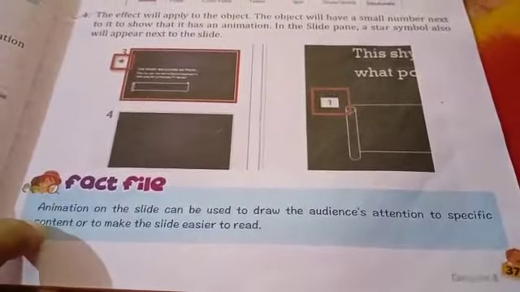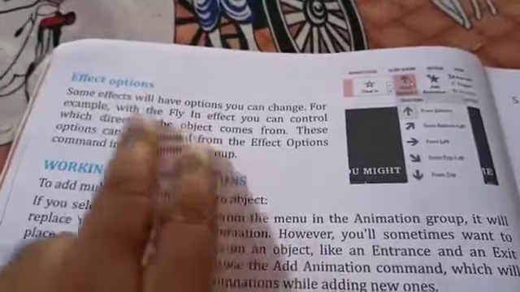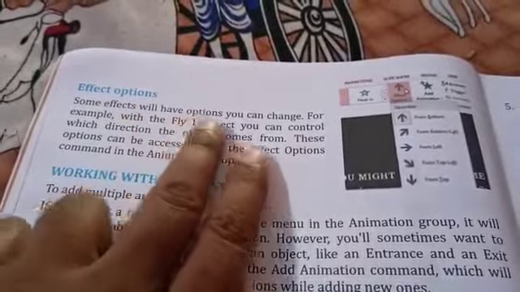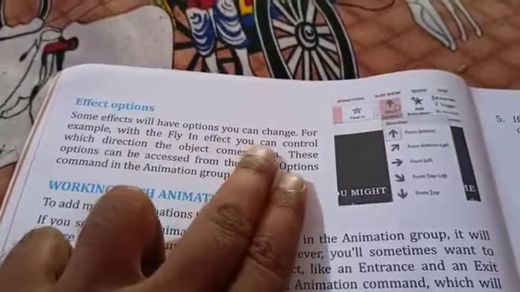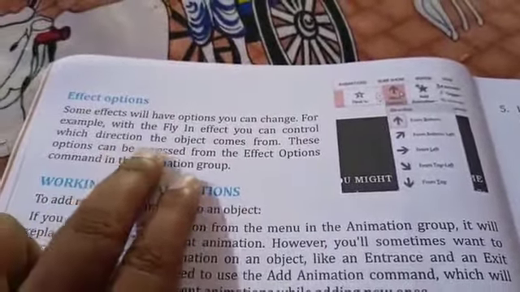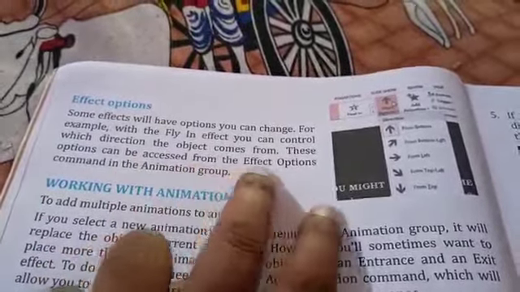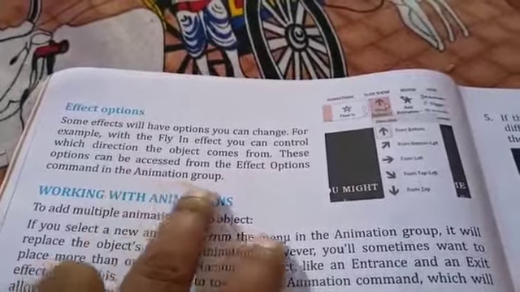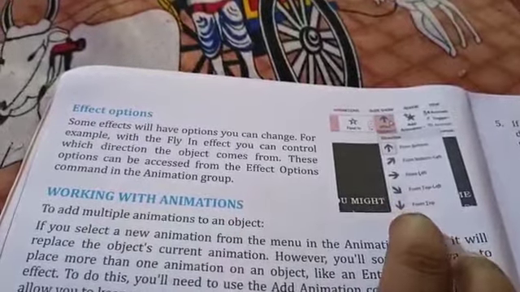Fact file. Animation on the slide can be used to draw the audience's attention to specific content or to make the slide easier to read. Effect options. Some effects will have options you can change. For example, with the fly in effect, you can control which direction the object comes from. These options can be accessed from the effect options command in the animation group.